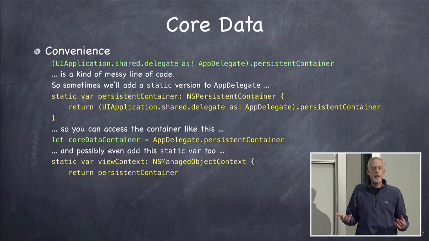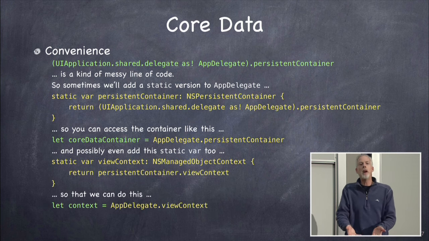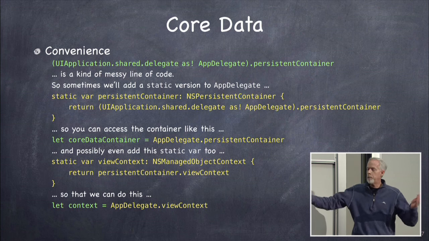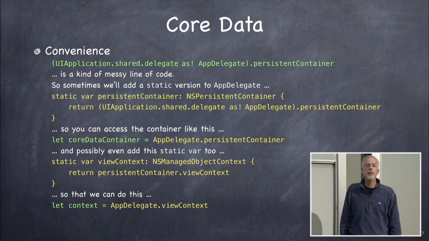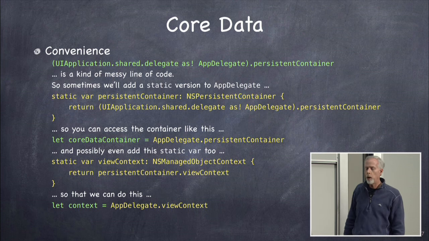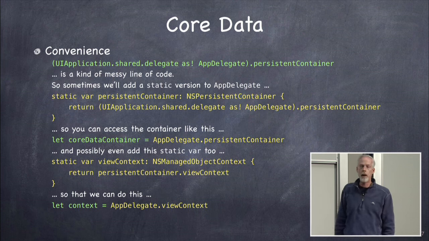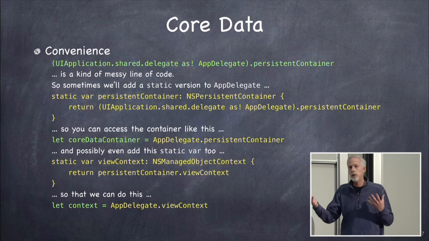You might create a static called viewContext. And for the rest of these slides, you can assume I've done this, which is good because typing that long, messy thing would make all my slides spill over the edge. So I'm going to use this shorter version as well. And you're welcome to create these static vars in your app delegate if you want to make your code a little cleaner. Now, this viewContext and the persistent coordinator are shared.